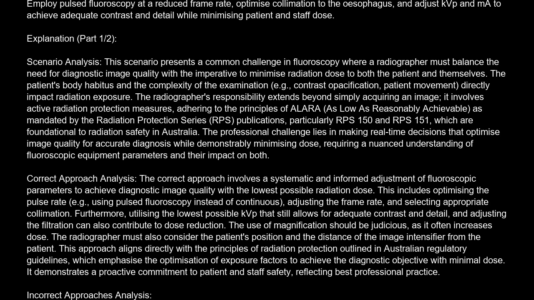Correct approach analysis. The correct approach involves a systematic and informed adjustment of fluoroscopic parameters to achieve diagnostic image quality with the lowest possible radiation dose. This includes optimizing the pulse rate, e.g., using pulsed fluoroscopy instead of continuous, adjusting the frame rate, and selecting appropriate collimation. Furthermore, utilizing the lowest possible kVp that still allows for adequate contrast and detail, and adjusting the filtration can also contribute to dose reduction. The use of magnification should be judicious, as it often increases dose. The radiographer must also consider the patient's position and the distance of the image intensifier from the patient.